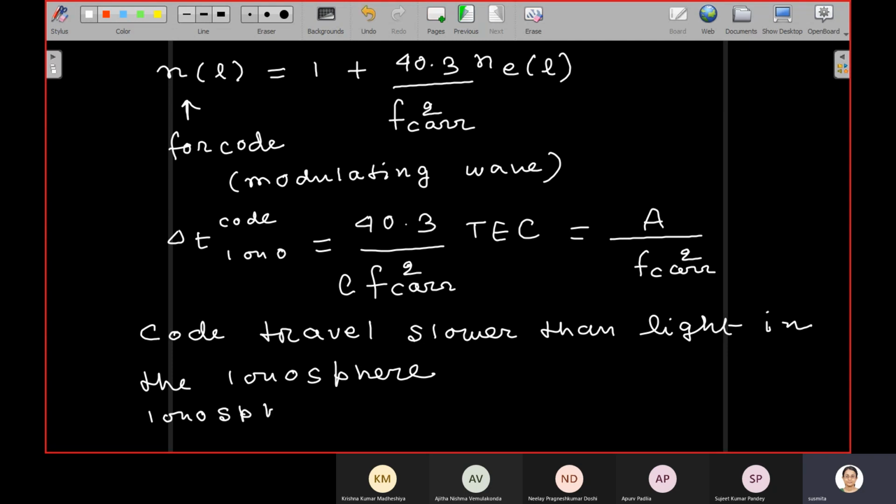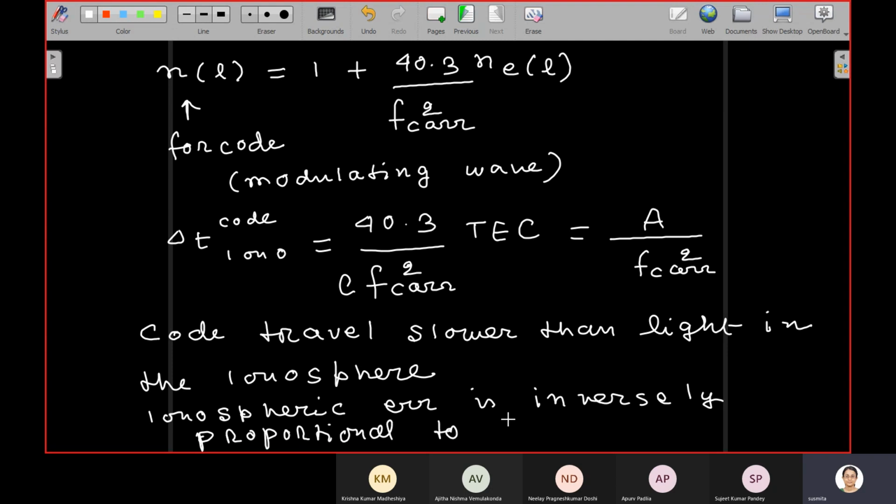The ionospheric error is inversely proportional to the square of the carrier frequency. Now we can use this fact to eliminate the ionospheric error. How can we eliminate the ionospheric error? If we can determine A somehow, we can eliminate the ionospheric error.